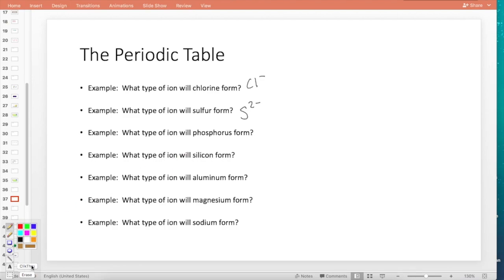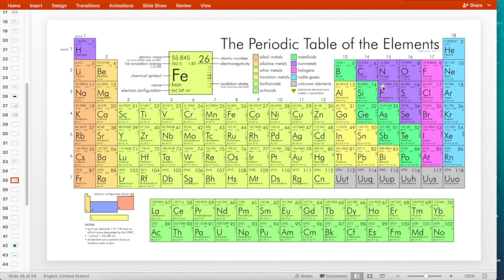Let's think about phosphorus now. Phosphorus is right here in group 15. How many valence electrons does it have? Remember, you can find the last digit of the group number, and that will tell you the number of valence electrons. It has 5. Another way of thinking about it is that it is 1, 2, 3, 4, 5 over in its period. It has 5 valence electrons in the third period.